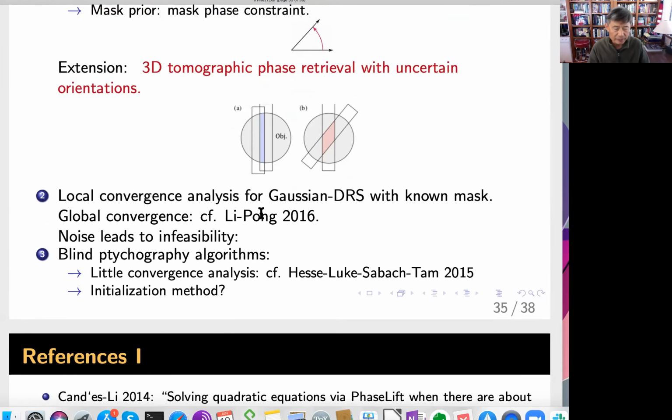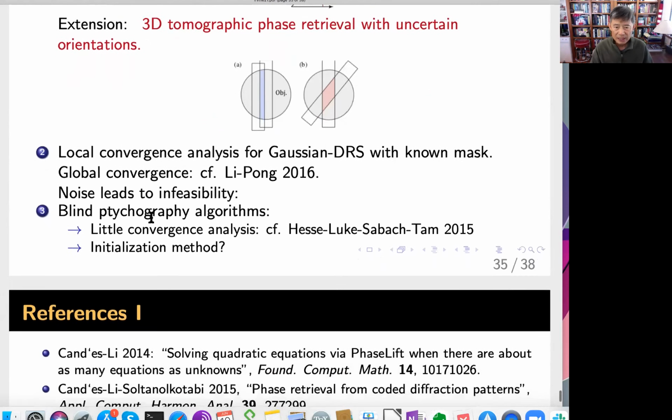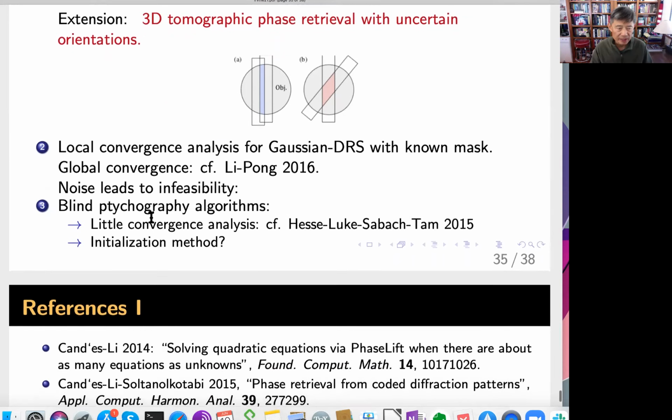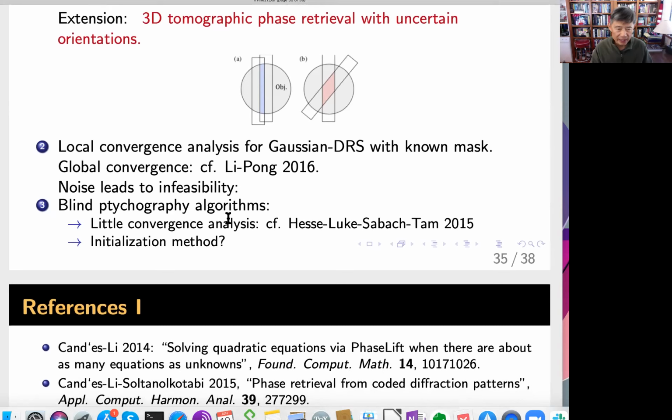Since I have not talked about the algorithm at all, I wouldn't go into the discussion of algorithms. I would just say that for the blind ptychography algorithm, again, the main issue right now is how to do a proper initialization method.